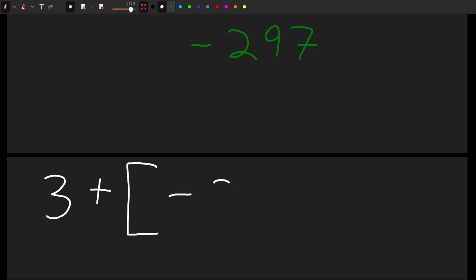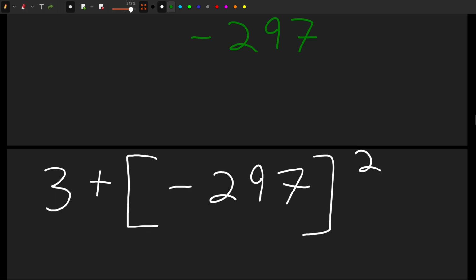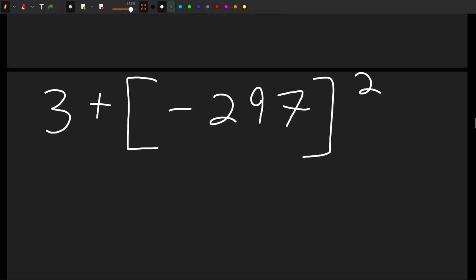Inside here now we have the negative 297. And then the inner bracket ends, and we're going to square this. All right. So we have 2 operations left. Technically, I don't need the brackets. You can remove the brackets if you want. You could write this just as 3 plus negative 297 squared. I like to keep the brackets.